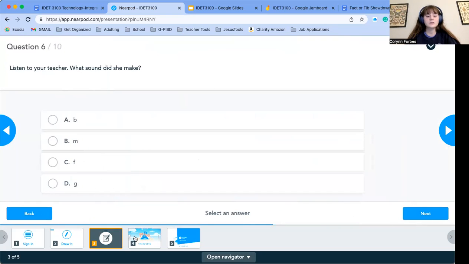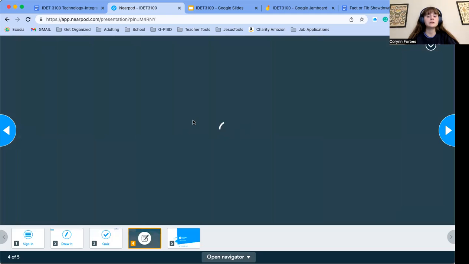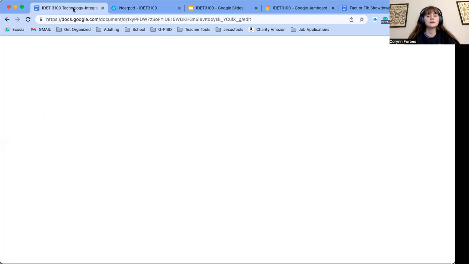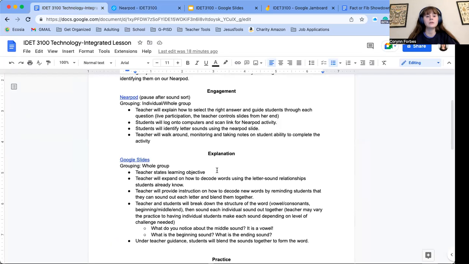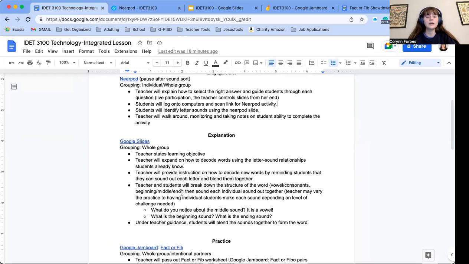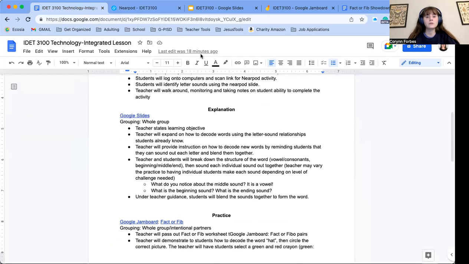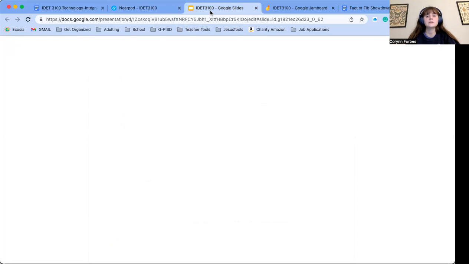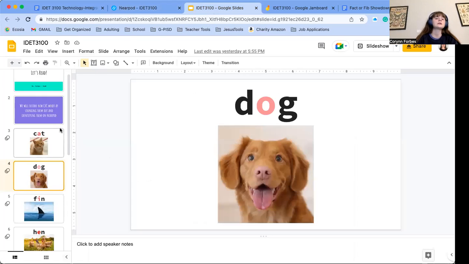Once they complete this quiz, they're going to be instructed to stop, because at this point, they're going to move into the next step of the lesson, which is where we will be going into the Google Slides. So Google Slides is where I decided to present all of my information. This is going to be the direct teaching moment.